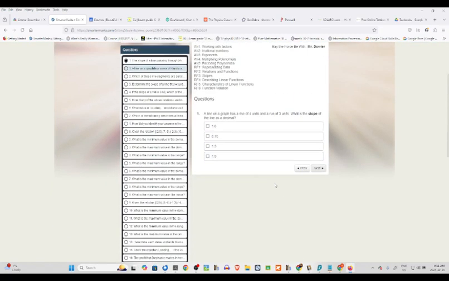Next up, a line on a graph has a rise of 4 units and a run of 3. Well, rise over run is 4 divided by 3. Again, we're asked for a decimal, so we have permission to use them. 4 divided by 3 is 1.3 repeating, so that's C.